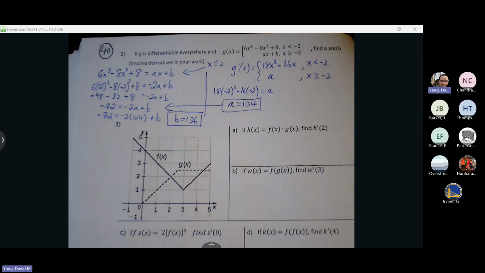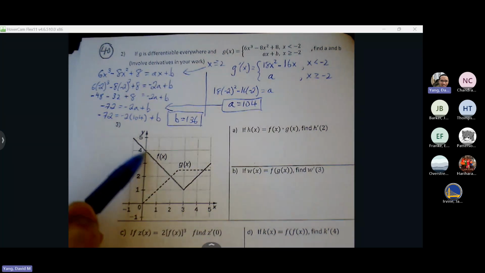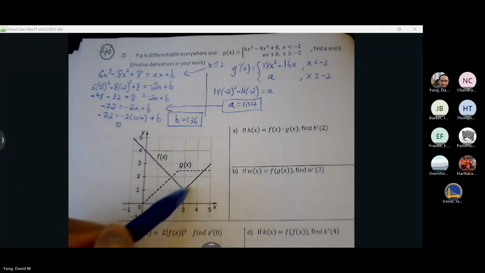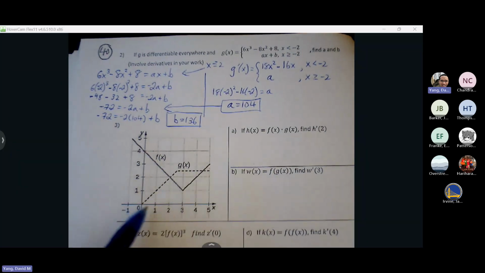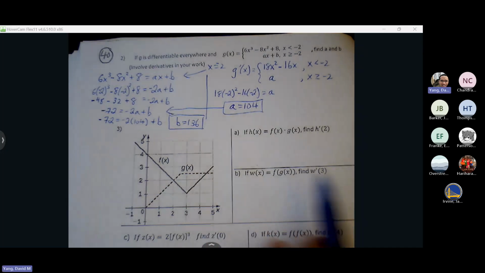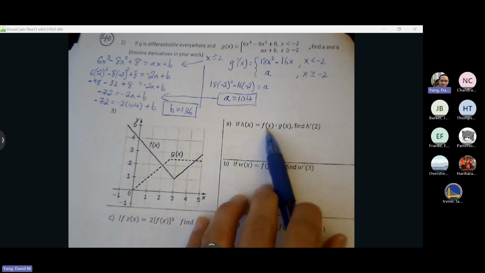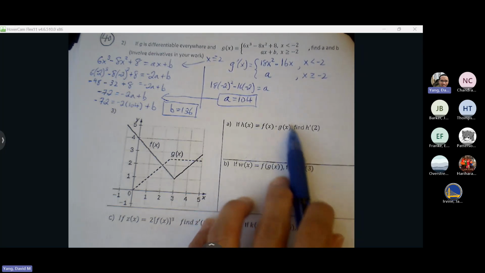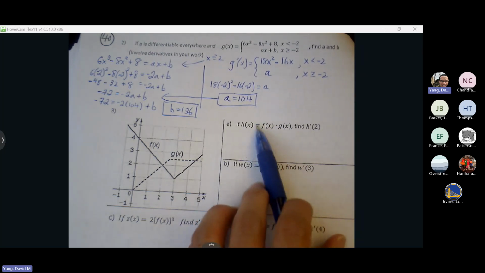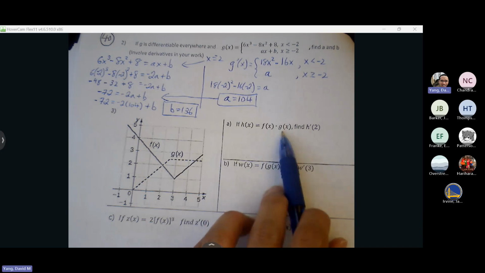Okay, for number 3, we're going to be referring to this graph here. I have the f graph in the solid line and then g of x in the dotted line. Part A, h equals f of x times g of x, find h prime of 2. What rule do we use to find the derivative here? Product rule, yeah.